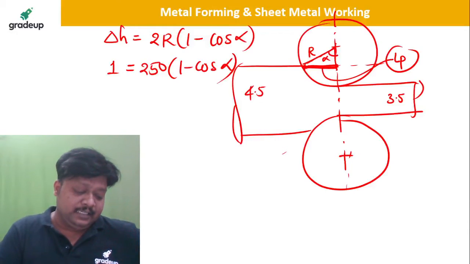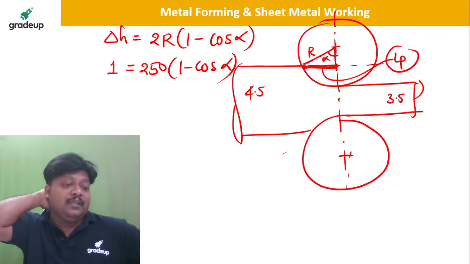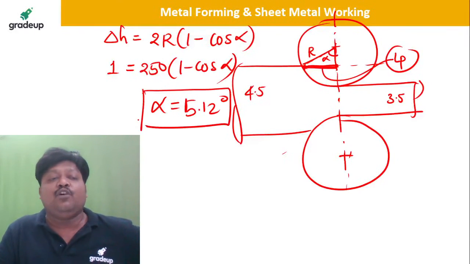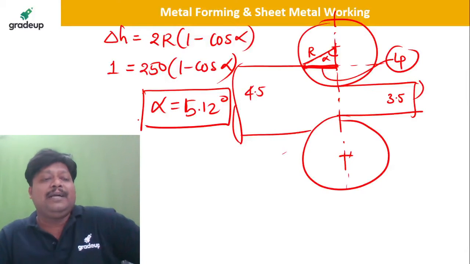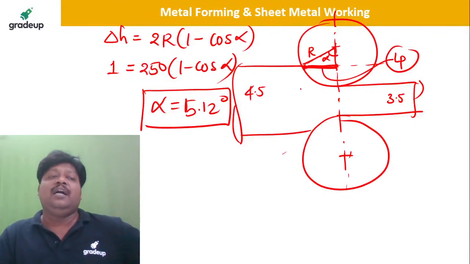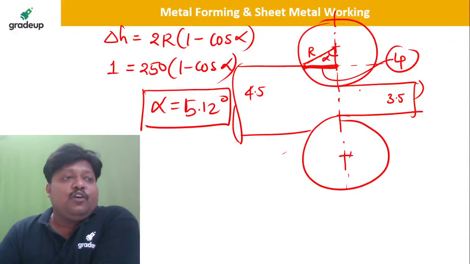1 divided by 250, 1 minus answer, shift cos inverse of answer. Will it be 5.12 degrees? Alpha I am calculating as 5.12 degrees. So it is in degrees. If you want to convert it into radians, multiply by pi divided by 180. This 5.12 degrees is the bite angle alpha, or angle of deformation, that you will get in the rolling operation.